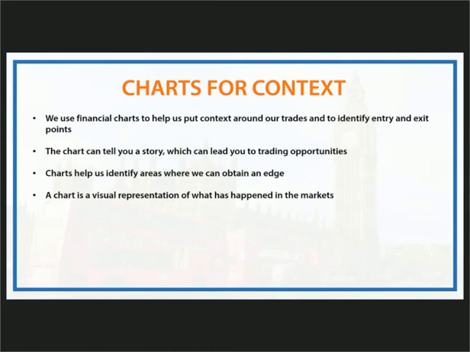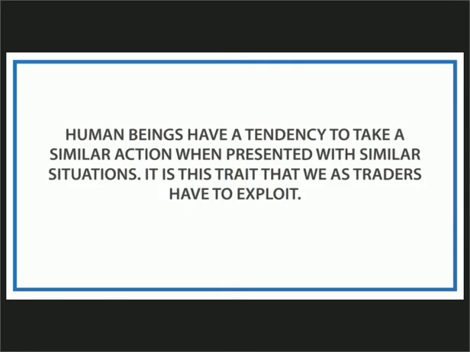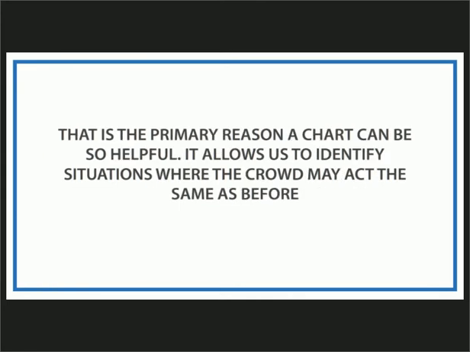I said a few slides ago that human beings tend to display the same sort of reactions time and time and time again. So charts are a visual representation of that. They help us to identify when this is occurring and help us to identify good, high probability trading opportunities. Human beings have a tendency to take a similar action when presented with similar situations. And it's this trait that we as traders must learn to exploit. This is the primary reason that a chart can be so helpful. It allows us to identify situations where the crowd may act the same as they have before.